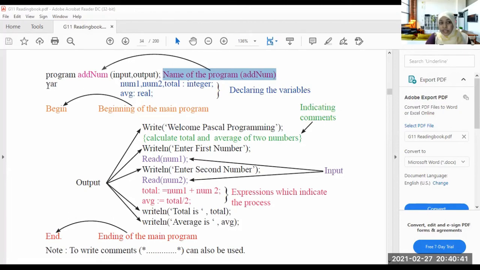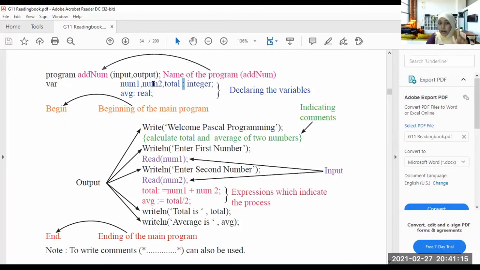The second one, I'm going to give some variables. I'm going to tell some variables which I am going to use in my program. So var, you remember, right? What is the meaning of var? In var, I am going to add number 1, comma, number 2, comma, total. All these three variables are integer. Colon, integer.